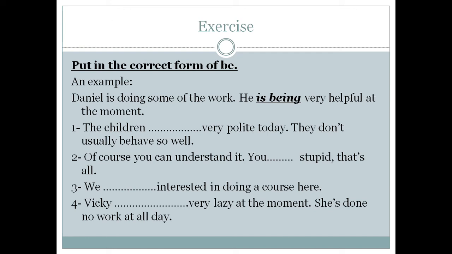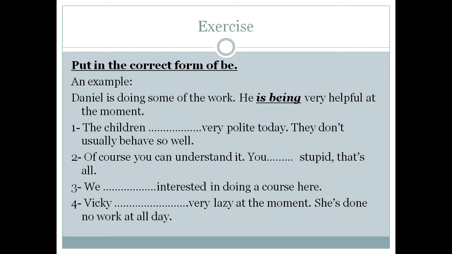The children very polite today. They don't usually behave so. So when we say they don't usually behave so, this means that there is a change in their behavior, and since in this case we need to use verb to be in the present continuous, we say the children are being very polite today. Of course you can understand it. You stupid, that's all. You are being stupid, that's all.